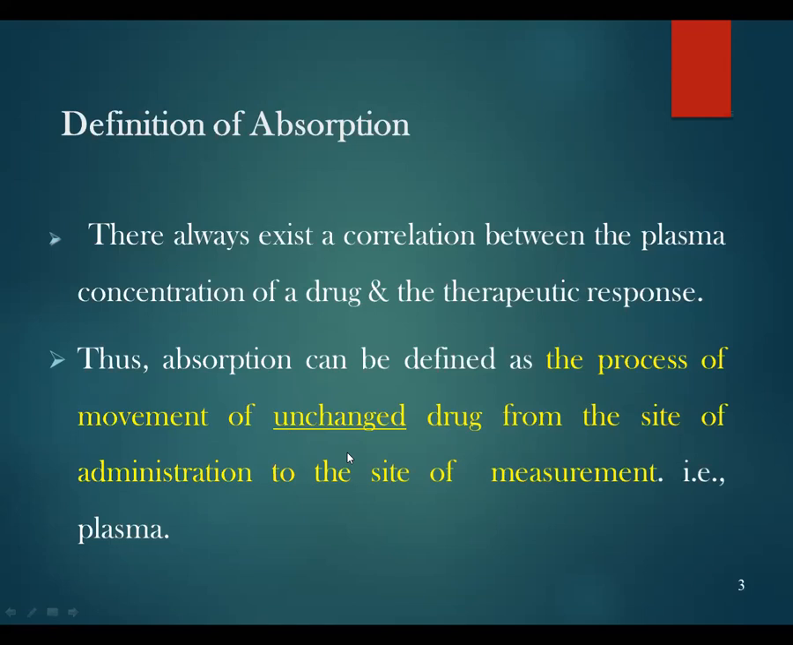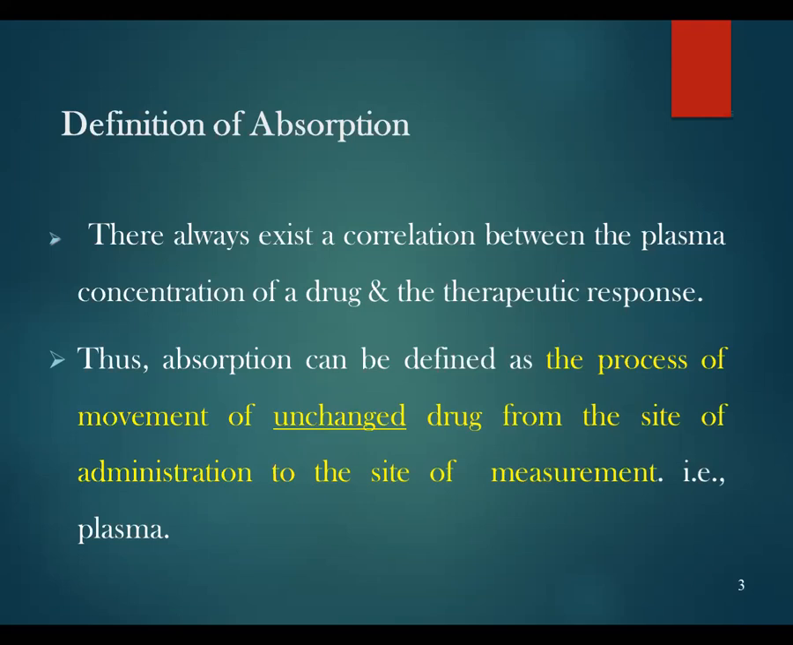Unchanged. When you administer the drug to the body, there is a lot of chance that it can undergo changes. The changes can happen in the GIT also. The pH condition of the stomach, for example an acidic condition, can change the drug molecule. It might degrade the drug molecule, or the enzymes present in the gastric environment can change the drug molecule. That should not happen. If the unchanged drug moves from the site of administration to the site of measurement, then what is that measurement? It is plasma.